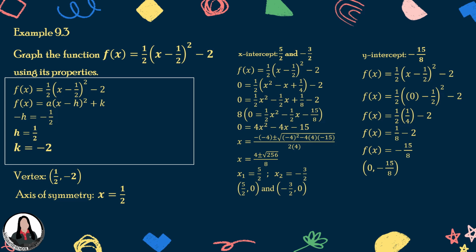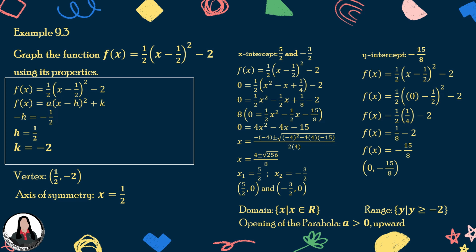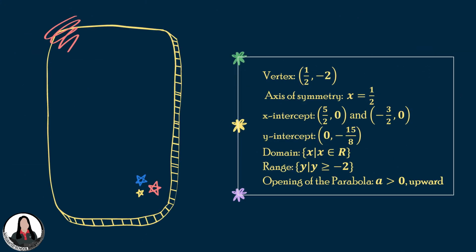And then for our domain, again, that is set of all possible values of x such that x is an element of a real number. And our range, since the parabola opens upward, a is greater than 0, ang value ng ating range is the values of y such that y is greater than or equal to negative 2, which is our k value. Again, flashed on your screen are the properties of our quadratic function or the parabola. So we have the vertex, axis of symmetry, x-intercept, y-intercept, domain, range, and opening of the parabola.